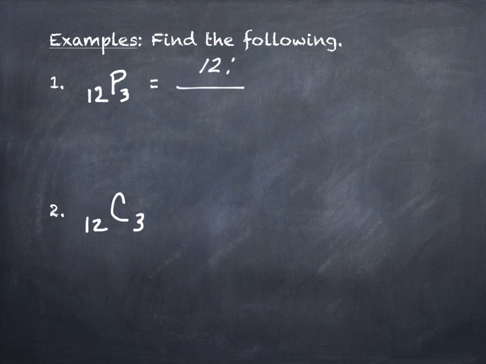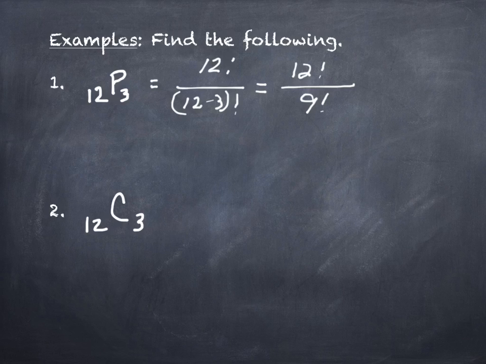And then on bottom, what is on bottom for a permutation? This will be 9, because it's 12 minus 3 factorial. And just like Ethan said, that is 9 factorial. So I have 12 factorial on top, and I have 9 factorial on bottom. So far, so good?